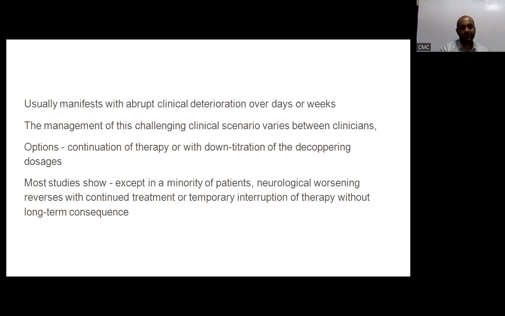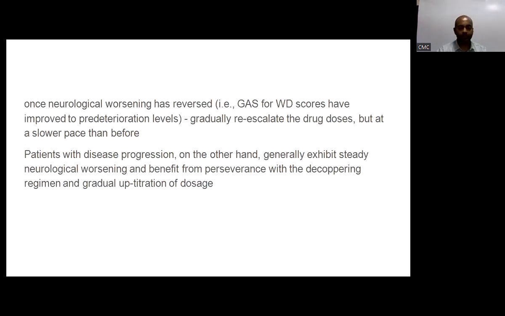How to manage this neurological worsening? This is also controversial. Some people advocate continuation of therapy. Some advocate down titration of the chelating doses. Whatever the approach, most studies show that except in a minority, neurological worsening reverses with continuing treatment or temporary interruption of treatment. So once it has reversed, then we can gradually re-escalate the drug doses slowly.